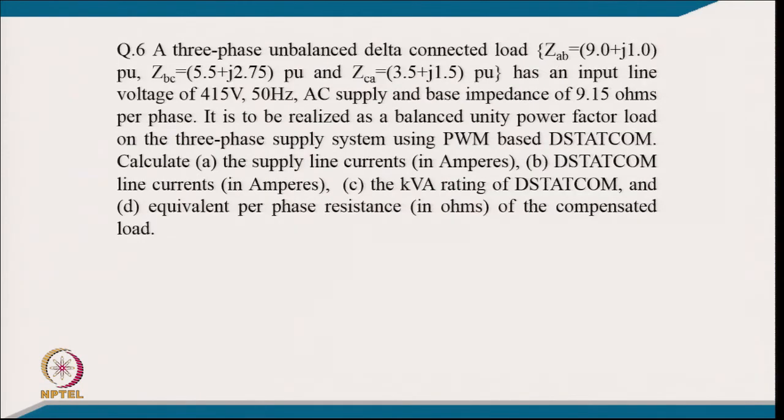Well, coming to another example, a 3 phase unbalanced delta connected load ZAB equal to 9.9 plus J1 per unit, and ZBC 5.5 plus J2.75 per unit, and ZCA 3.5 plus J1.5 per unit has input line voltage of 415 volt 50 hertz and AC supply base impedance of 9.15 ohm per phase. So, it is to be realized as a balanced unity power factor load on 3 phase supply system using PWM based STATCOM. Calculate the supply line current in ampere, STATCOM current in ampere, and kVA rating of the STATCOM, and equivalent resistance per phase of compensated load.